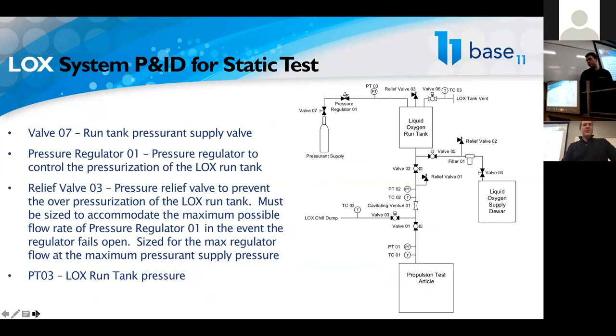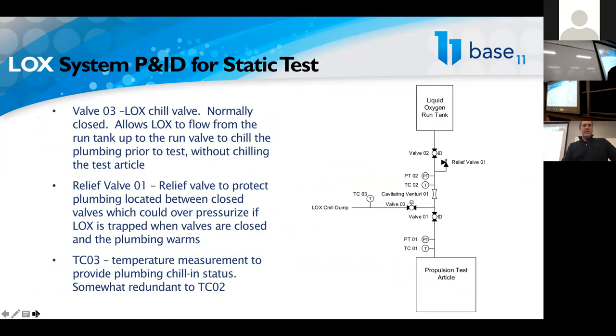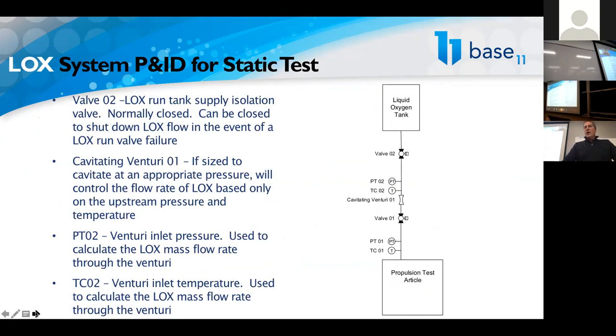Okay, so the purpose of valve 2 in the system was part of our system requirements: to be able to terminate a test or cease propellant flows in the event that the test article fails, which could damage the run valve. Because we've got a tank that's large enough to flow for a significant period of time, we need a valve at a remote location that lets us terminate the flow if we have a failure at the test article.